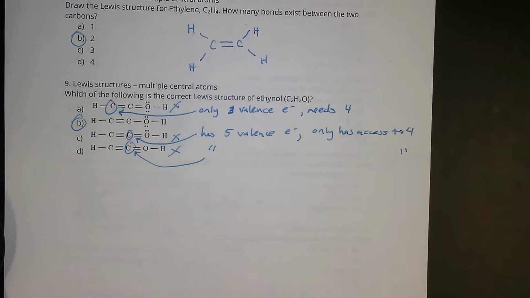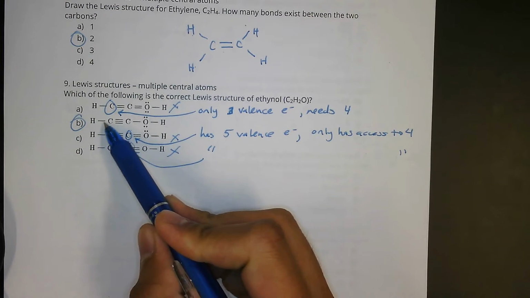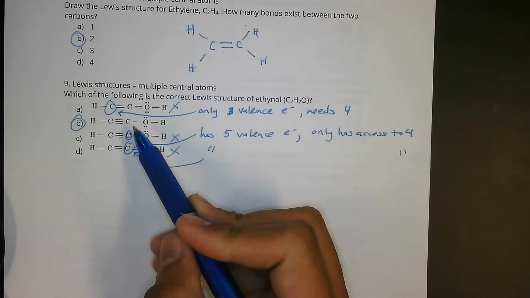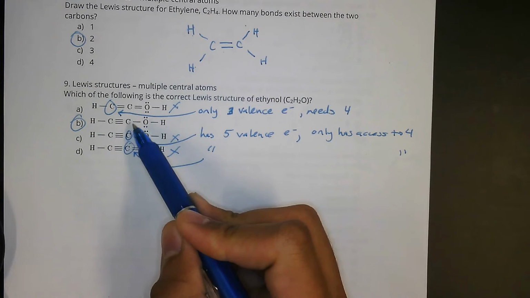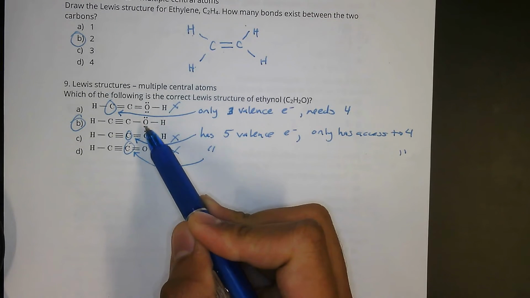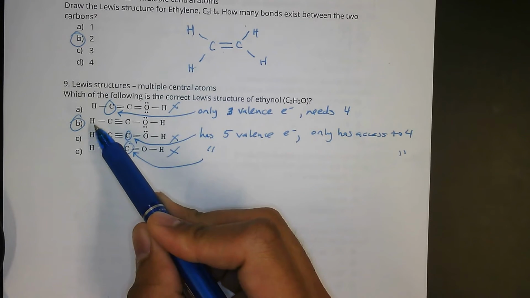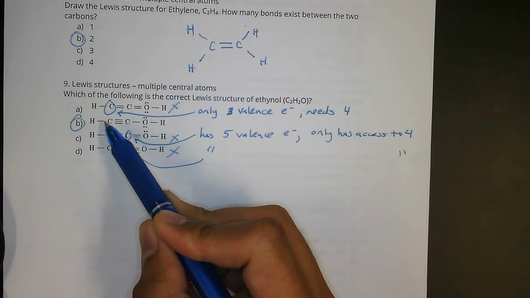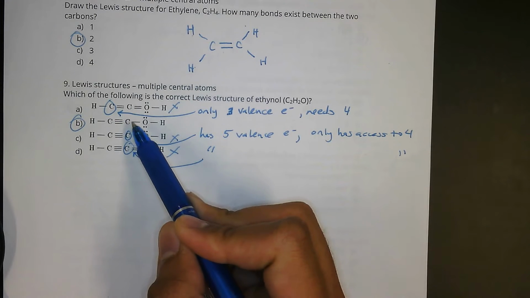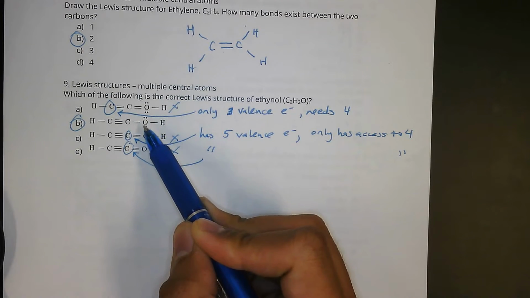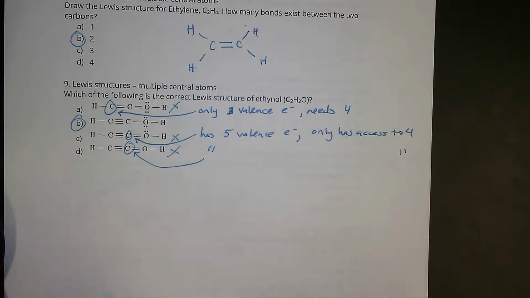All of these satisfy the octet rule, obviously with the exception of hydrogen. But the carbon has 8 electrons around it, so it satisfies the octet rule. So does this carbon, 2, 4, 6, 8. And then this oxygen, 2, 4, 6, and 8. And they contribute their correct number of valence electrons. Hydrogen contributes 1, carbon contributes 4, 3 here, 4 here for this carbon, 2, 3, 4, 5, 6, and then hydrogen contributes another one. So B is the right answer for number 9.